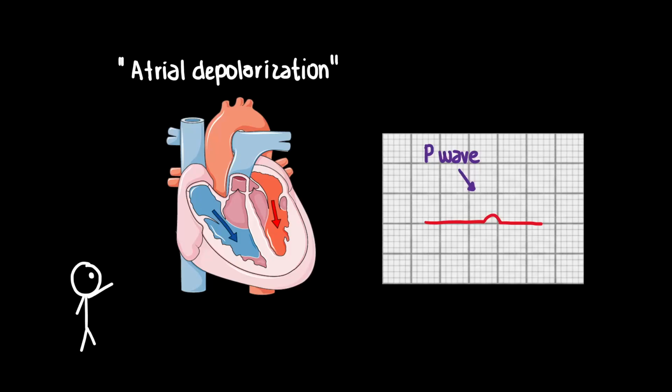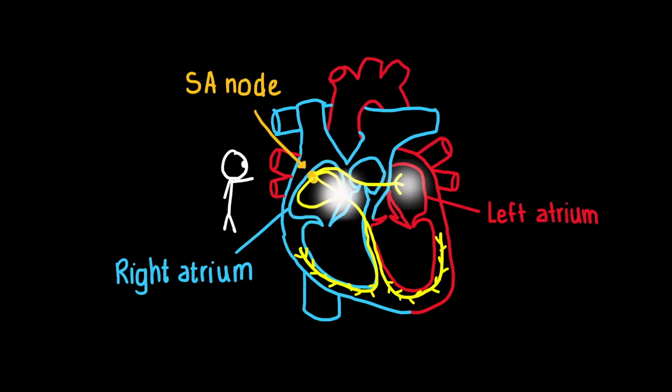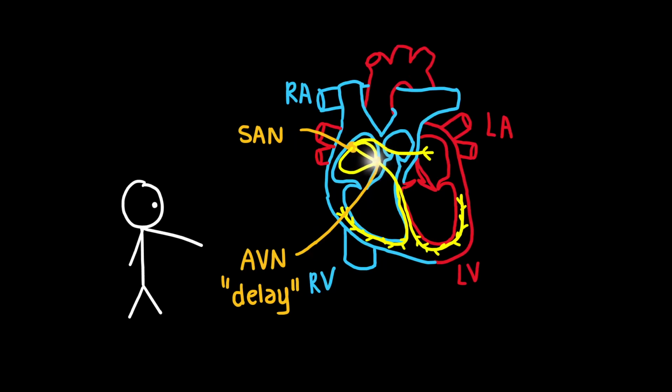The P wave represented atrial depolarization, the moment electricity spreads through the atria, causing them to contract. The electricity then reaches the AV node, and there it will stop deliberately. Not because something went wrong, but because that's exactly what's supposed to happen. And this pause happens 100,000 times a day.